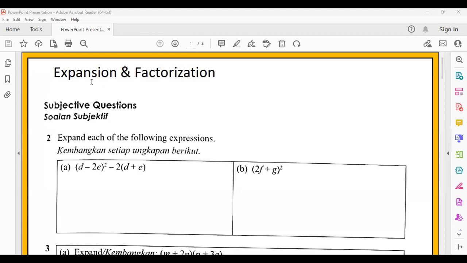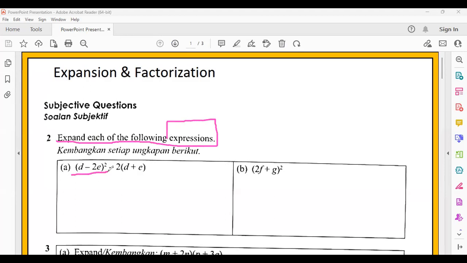Okay, and this is still on Chapter 2, Expansion and Factorization. Now, as we have gone through our PowerPoints in the previous weeks, we are now going to attempt questions from your activity books, the ones that you use in school or even the ones that you buy. Okay, so let's look at this question. Expand each of the following expressions.